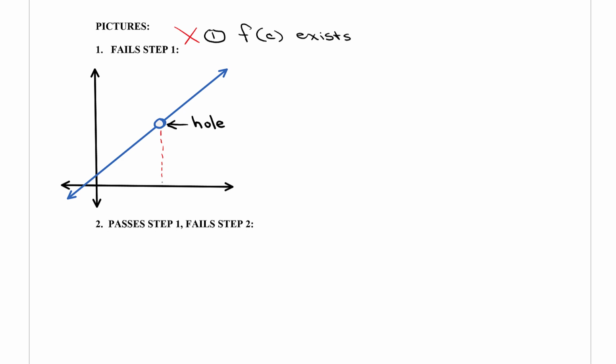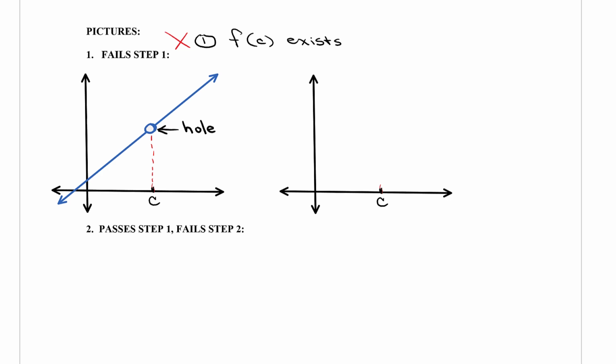I'm going to draw a dashed vertical line going down from the hole to the x-axis, and I'm going to label that with the x value of c. So this hole, it's labeled here, and its location is at the ordered pair c comma f of c.